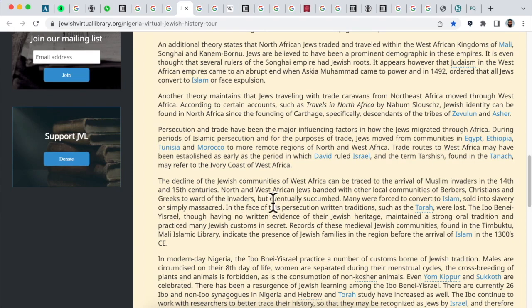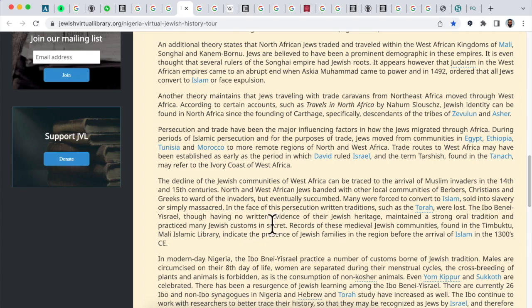The decline of Jewish communities of West Africa can be traced to the arrival of Muslim invaders in the 14th and 15th centuries. North and West African Jews banded with other local communities of Berbers, Christians, and Greeks to ward off the invaders, but eventually succumbed. Many were forced to convert to Islam, sold into slavery, or simply massacred. In the face of this persecution, written traditions such as the Torah were lost.